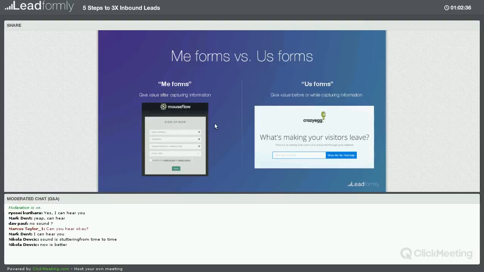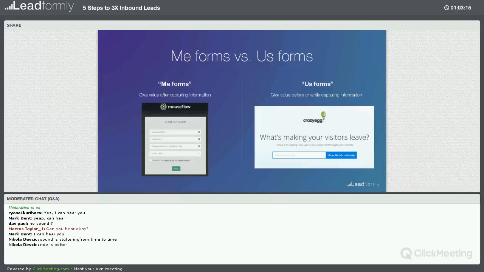This example was quite interesting. Crazy Egg and Mouseflow are both very similar services in the same industry. Mouseflow is a me form. If you look at their lead capture form, it simply says sign up now, enter your email address, password, domain name, and then click a button that says finish. Crazy Egg, on the other hand, is all focused on the user. It says, what's making your visitors leave? Find out by seeing how users click and scroll through your website. And then the form starts by asking for my website URL, with the call to action being show me my heat map.